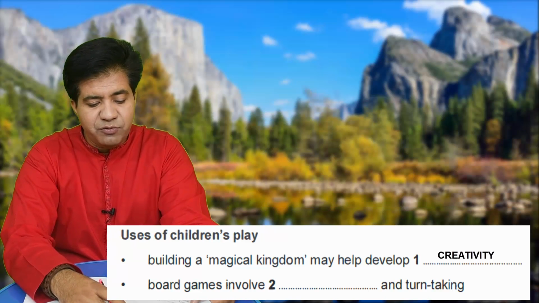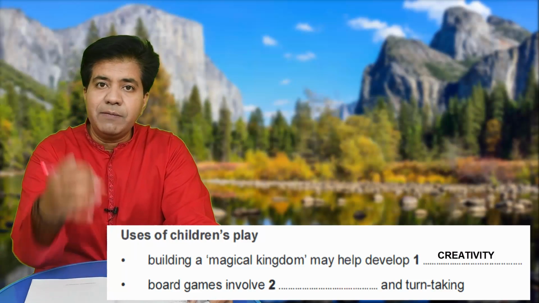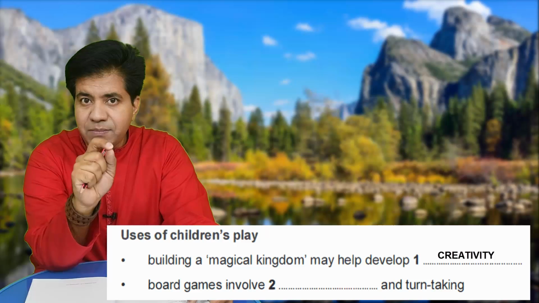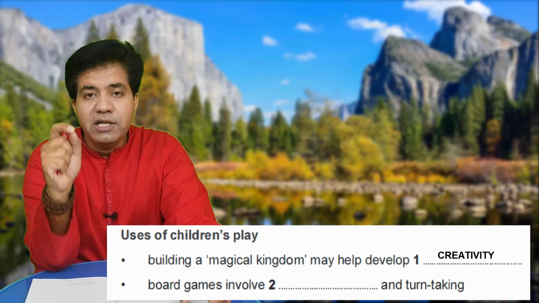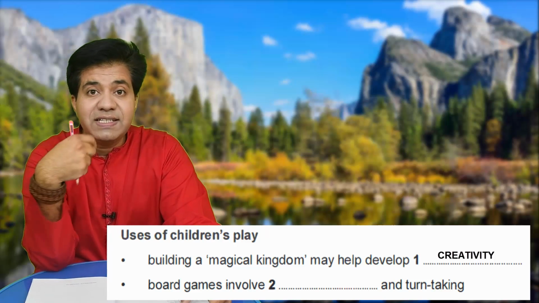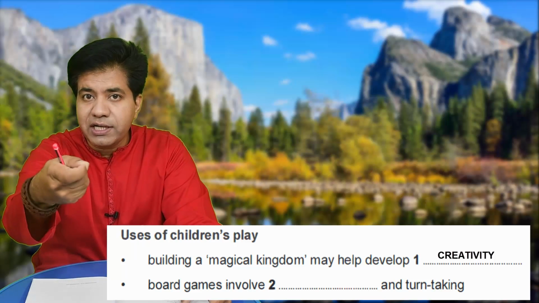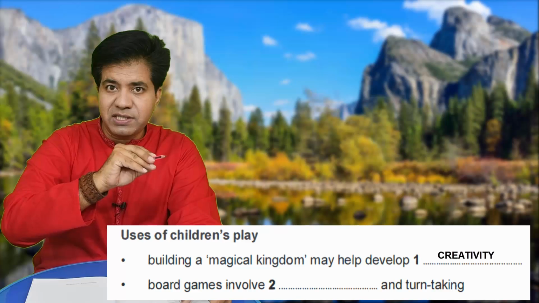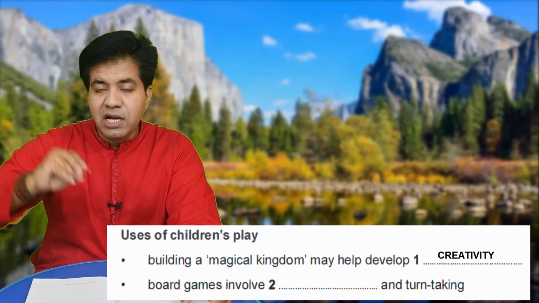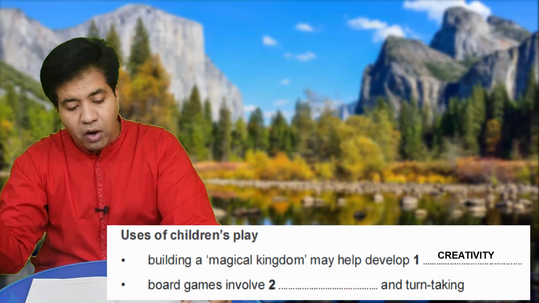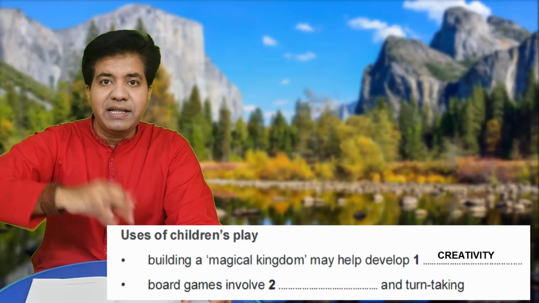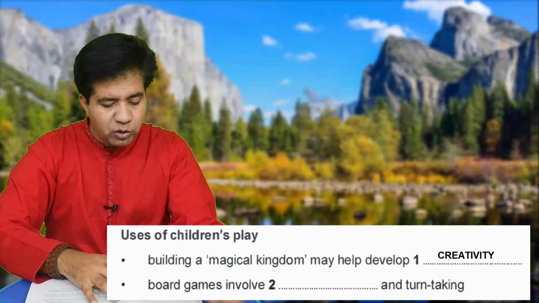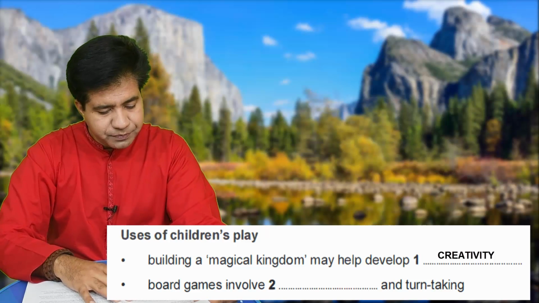Second question. Board games involve dash and turn taking. Now there are two things. Board games, first you need to find board games, and then they involve two things. One is turn taking, like it's your turn, now it's my turn. So they might talk about turn taking first, and then with a conjunction they will talk about the second thing, or it can be that first thing and then the other thing. You got to be vigilant. It's one word only. Let's look for the word board games.